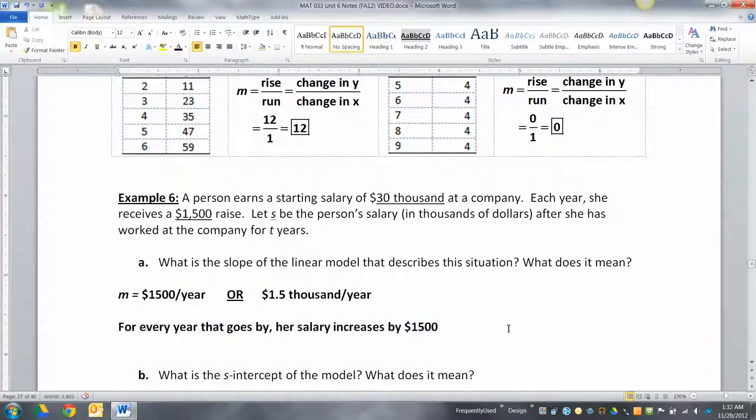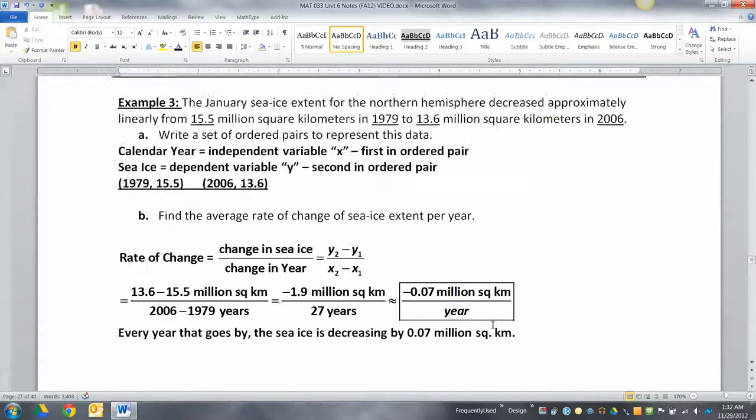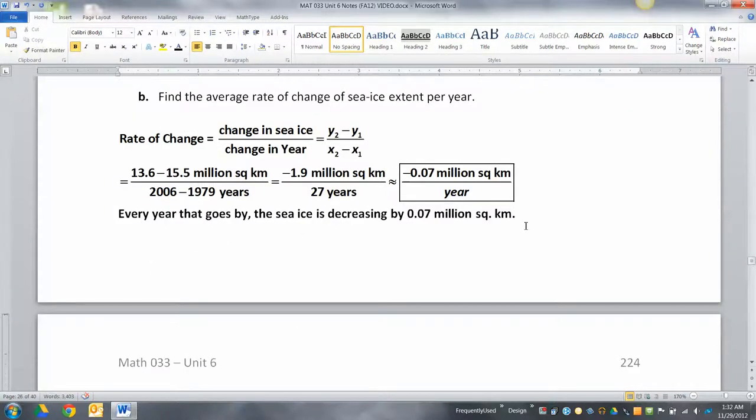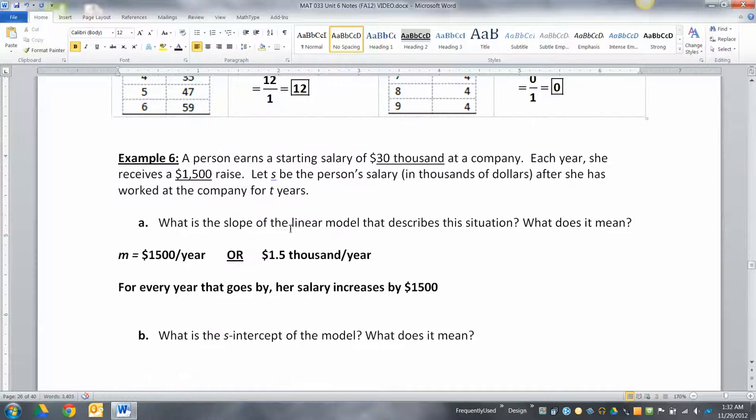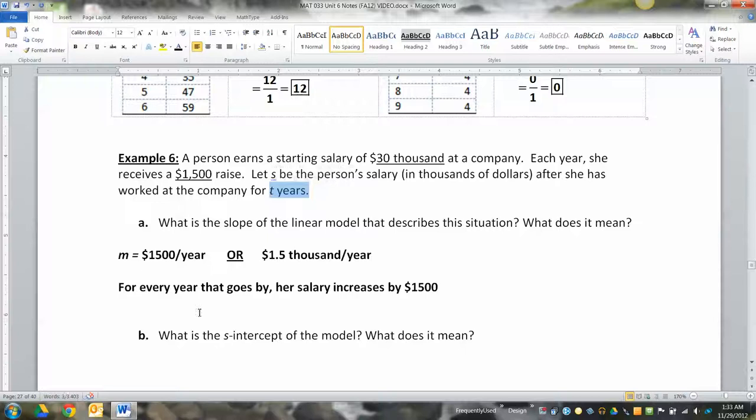All right, now what does that mean? Well, just like the sea ice earlier meant that every year that went by, something happened, that's what you're going to say here. So for every year, because years was our independent variable, our t, that goes by, her salary is going to increase, because this is a raise that she's getting, right? Right there, raise. It's going to increase by $1,500, or 1.5 thousand if you want to say it that way.